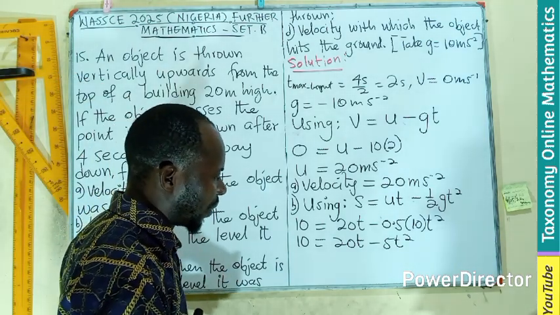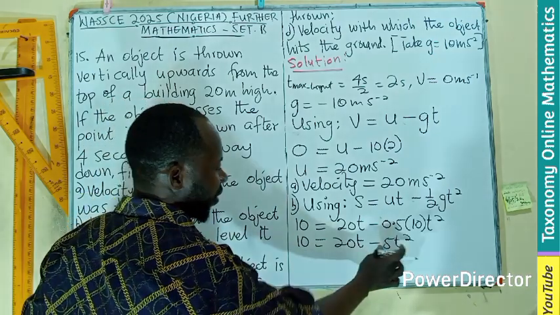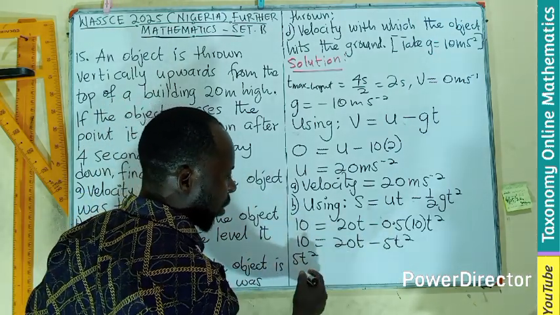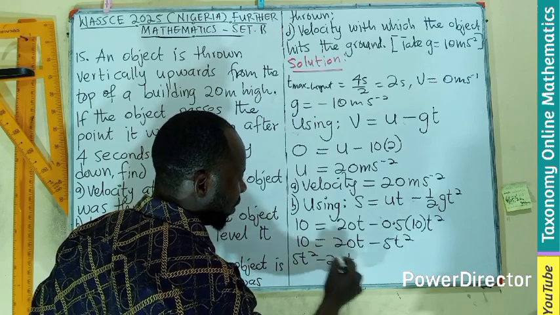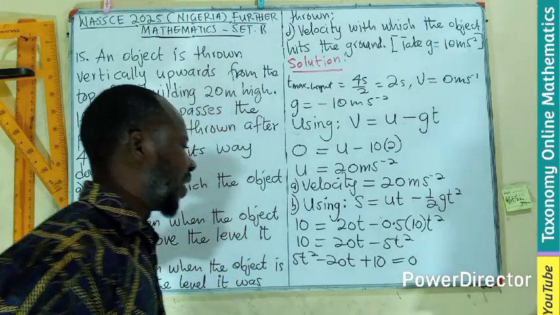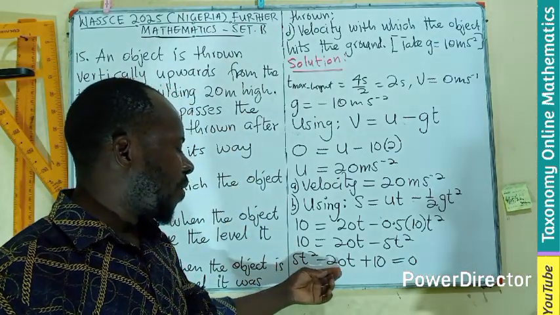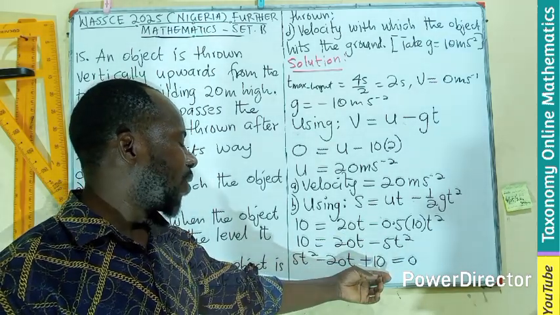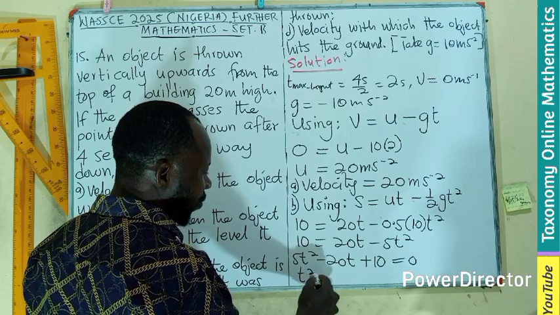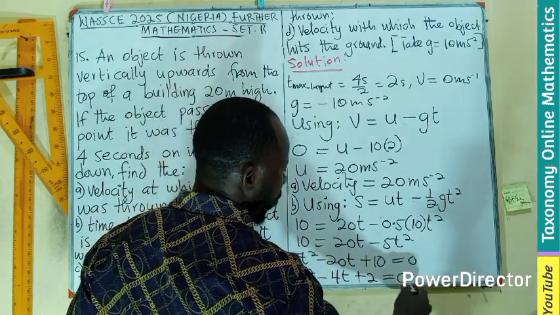What can I do? Let me rewrite this equation, bringing all of these to the left. That means this becomes positive 5t squared. This is coming to become negative 20t. This is maintaining. So I have plus 10, leaving 0. We can divide by 5. 4 will be here. Then this becomes 2. So if I divide by 5, I still have t squared minus 4t plus 2 equals 0.